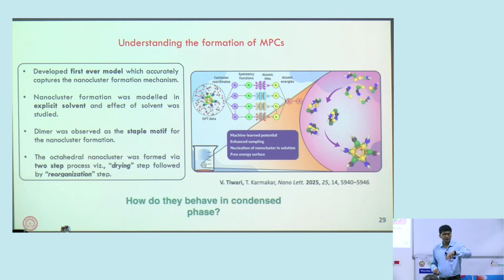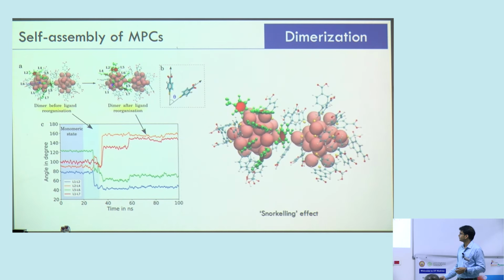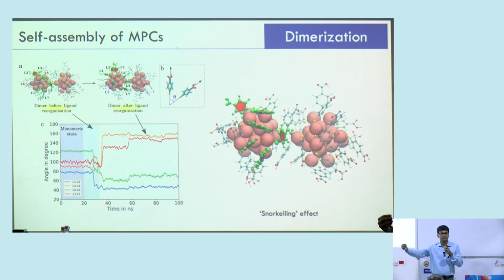Now, once the nanocluster forms, how do they behave in solution? How do they behave in the condensed phase, solution, or in the crystalline phase? So there comes the study of their self assembly. Now to understand self assembly, the first process is dimerization. Dimerization is the first process, and then the next would come, the fourth one, fifth one, like that. So we wanted to study how the dimer forms.